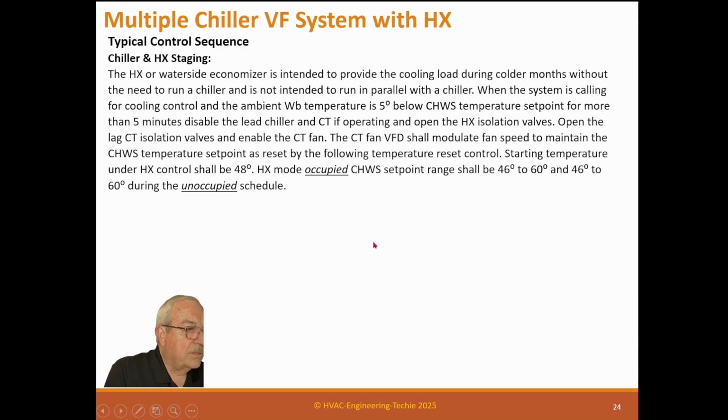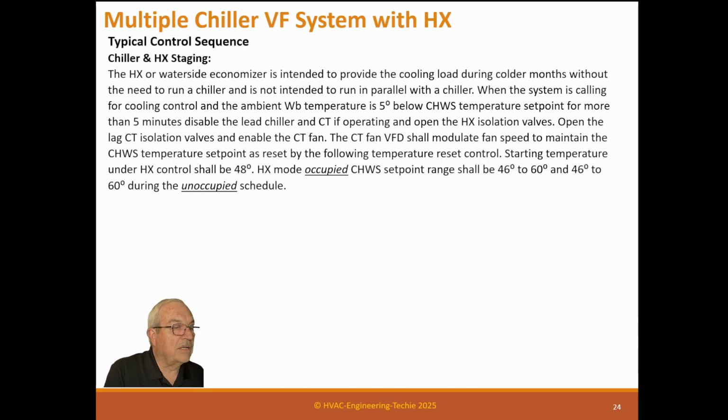All right, here's this typical sequence. The heat exchanger or water-side economizer is intended to provide the cooling load during colder months without the need to run a chiller and is not intended to run in parallel with a chiller. When the system is calling for cooling control and the ambient wet bulb temperature is 5 degrees below chill water supply temperature set point for more than 5 minutes, disable the lead chiller and cooling tower if operating, and open the heat exchanger isolation valve.